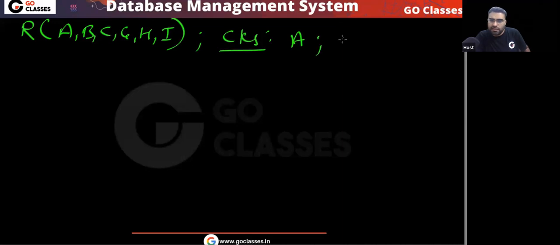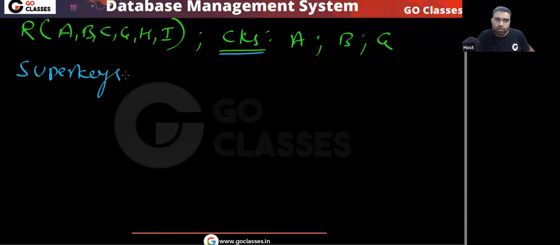This is a candidate key, this is a candidate key, this is a candidate key. You have all the candidate keys. Now tell me how to find the super keys. I want super keys. Super keys will be supersets of these. Yes or no?